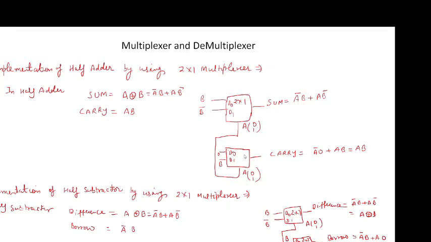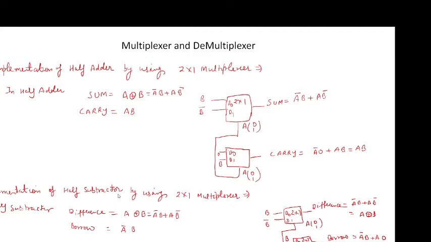Now for the second multiplexer, the input lines are 0 and B, and the select line is A. Because your carry is equal to AB for the half adder, if you write the actual output here, it comes out to be A bar D0 plus A D1. Because we require only AB, D0 will be put as 0 and D1 will be equal to B. So we find the output as carry equal to AB.